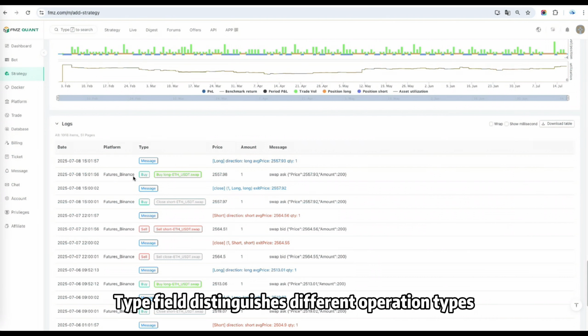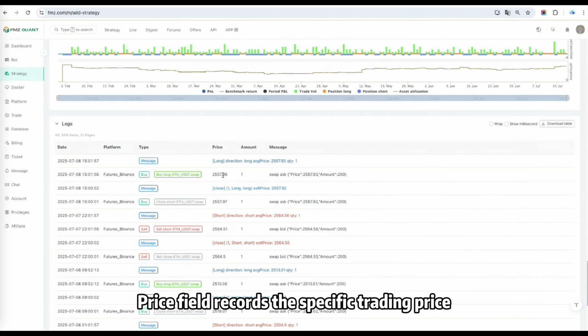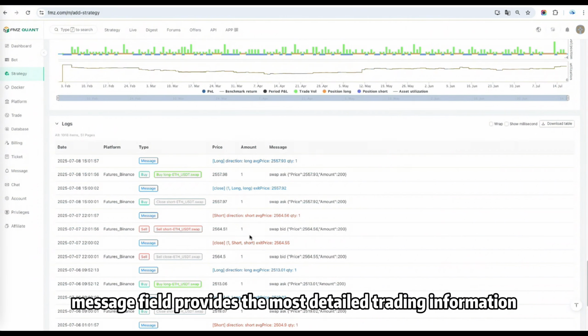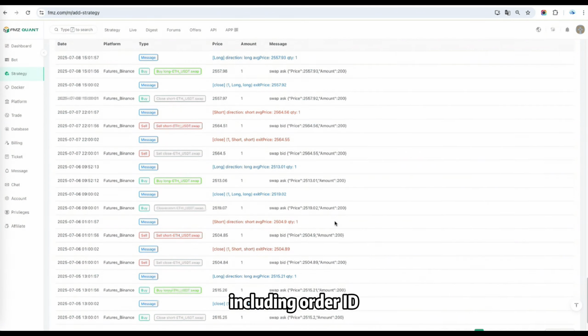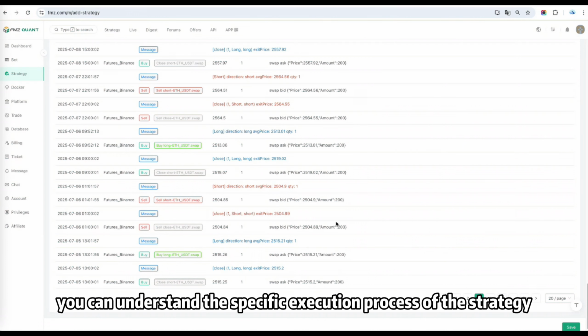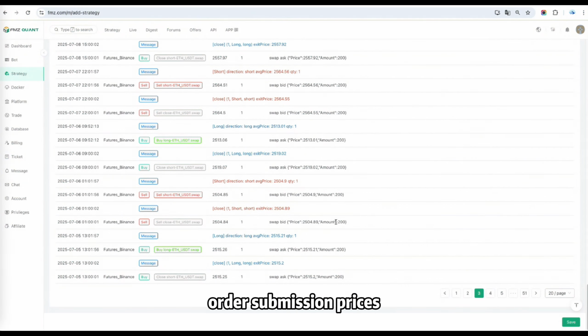Type field distinguishes different operation types including buy, sell, information, prompts, etc. Price field records the specific trading price. Amount field shows the specific trading quantity. Message field provides the most detailed trading information, including order ID, direction, average price, quantity, etc. By analyzing log information, you can understand the specific execution process of the strategy, including signal generation time, order submission prices, actual execution situations, etc.